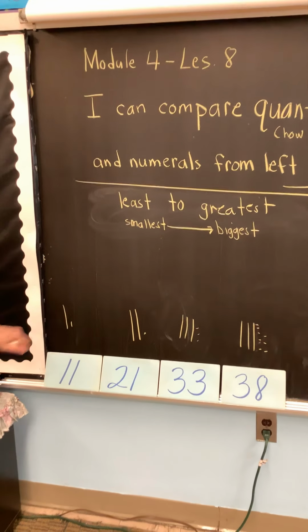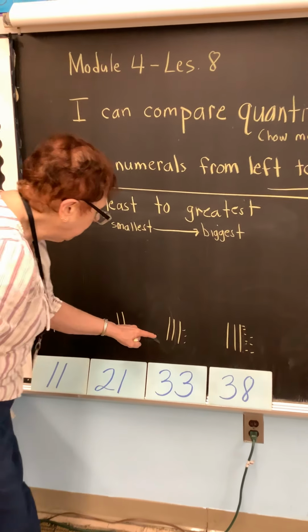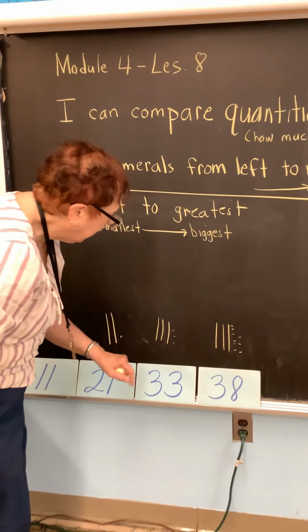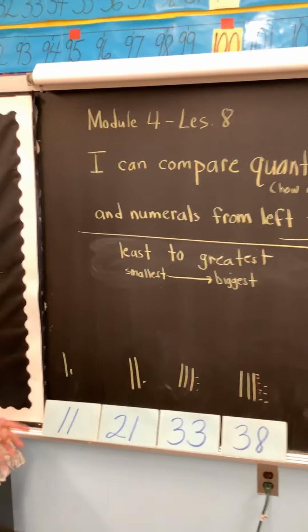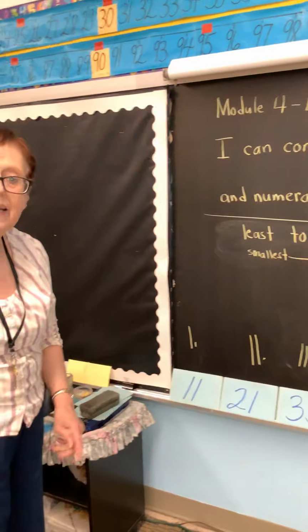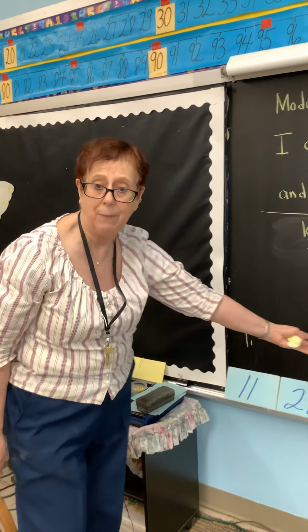11, only 1 10. 21, 2 10s. 33, 3 10s and 3 1s. 38, 3 10s and 8 1s. So do you see that, boys and girls? Okay. So once again, you can even do quick draws on your paper like I did, or you can use these little 10s and 1 strips.